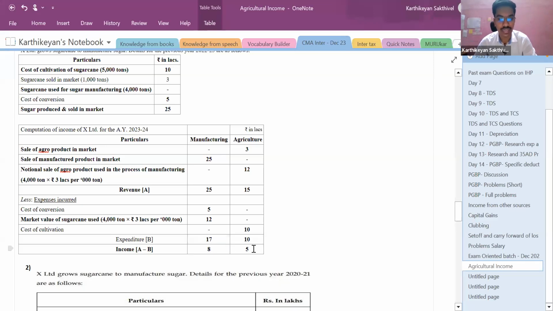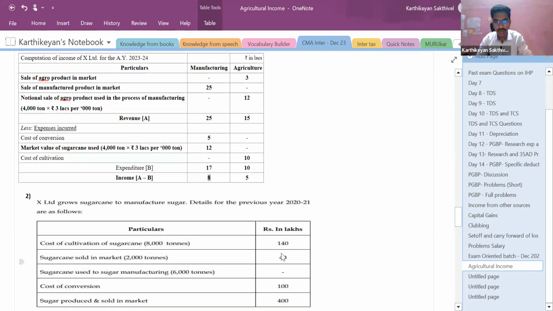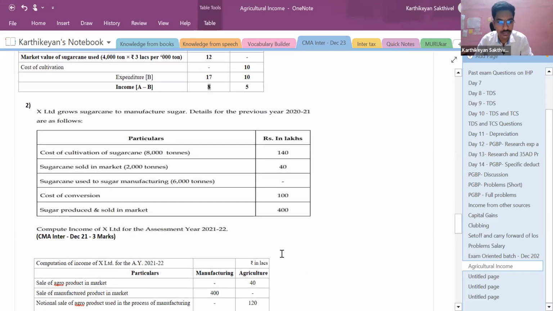So my income is 8 lakhs and 5 lakhs, and this 5 lakhs is exempt, and this 8 lakhs is to be taxed. Okay. So how should I tax it? That's the next discussion. Right. One question like this was tested in the December 21 examination for 3 marks. It is the same, just the numbers were changed.